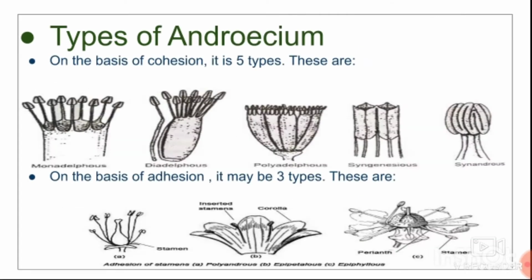Types of androecium. On the basis of cohesion, it is 5 types. These are monadelphous, where all stamens are united by their filaments. In Hibiscus rosa sinensis, we can see this type of androecium. Diadelphous, where the filaments are united and form two bundles. Example, Pisum sativum.